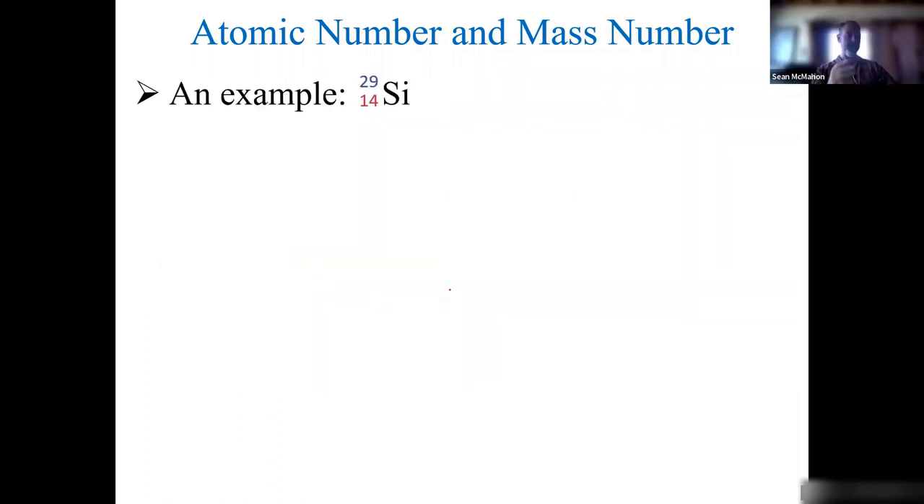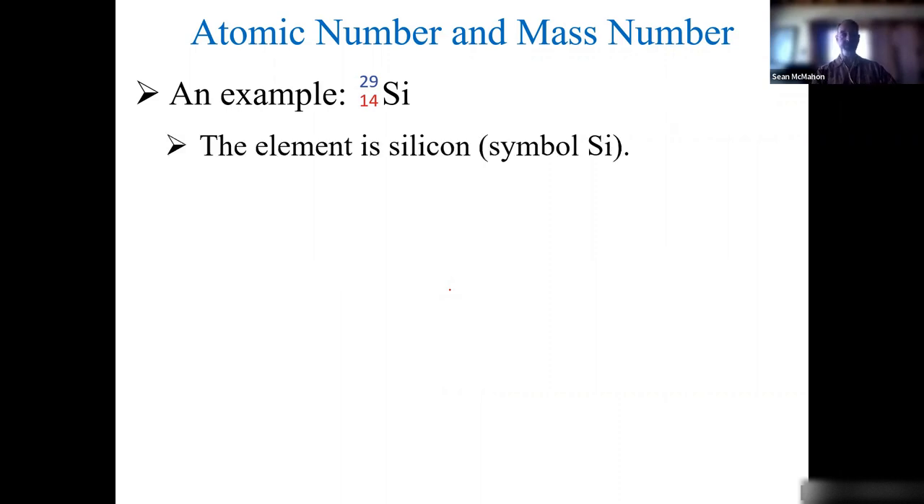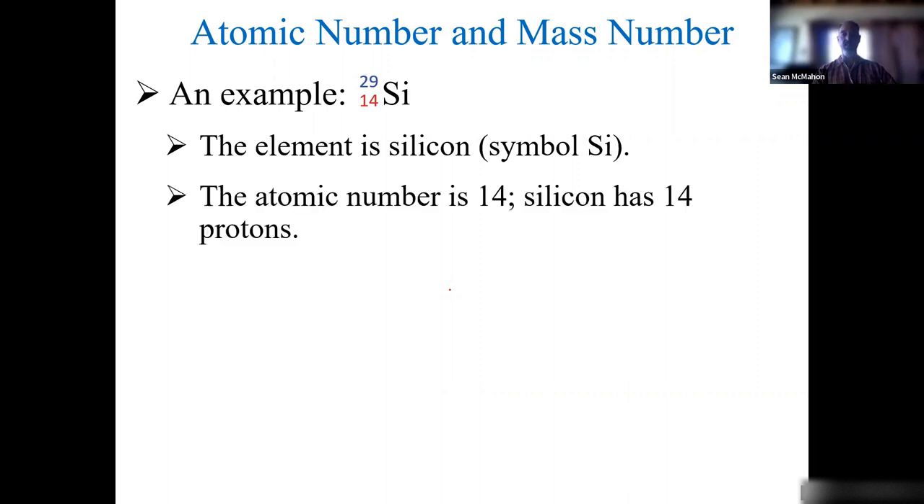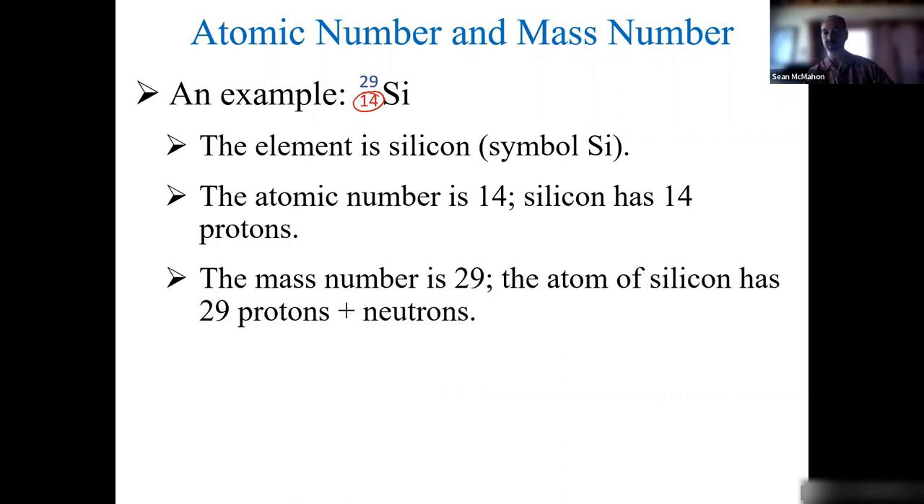I give you an elemental symbol with two numbers, right? I know it's silicon. Si stands for silicon. The atomic number is 14. How did I know that? It's the smaller number. So the atomic number means I have 14 protons. So the mass number is 29. What does that mean? I have 29 protons plus neutrons.